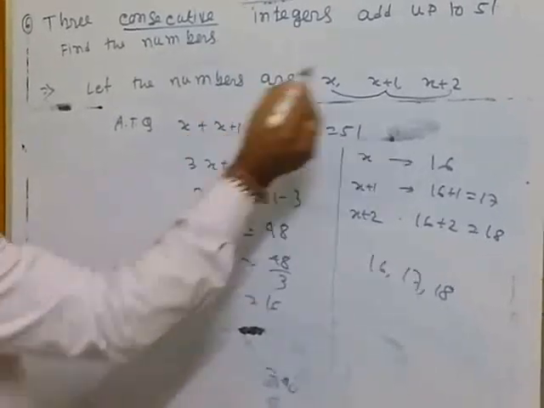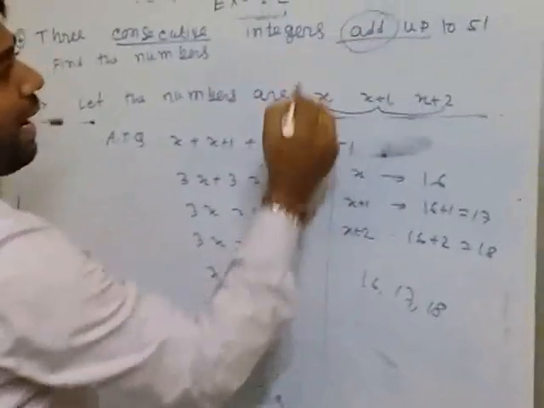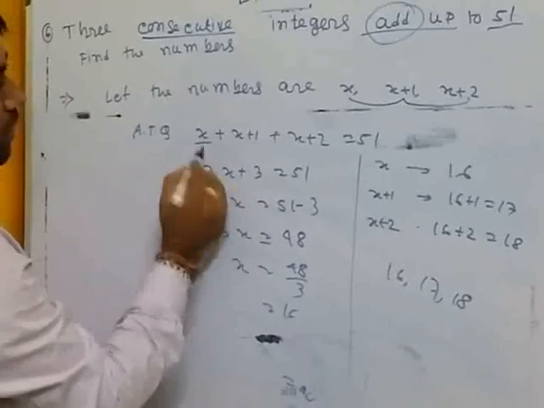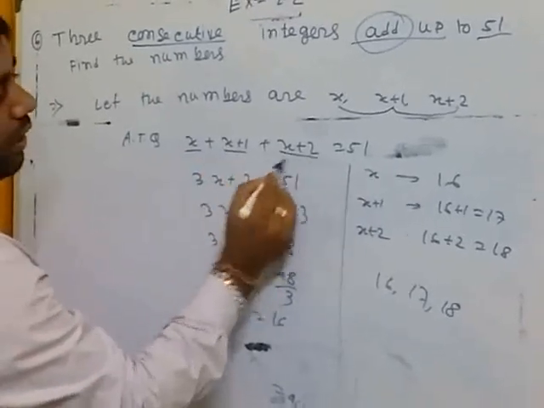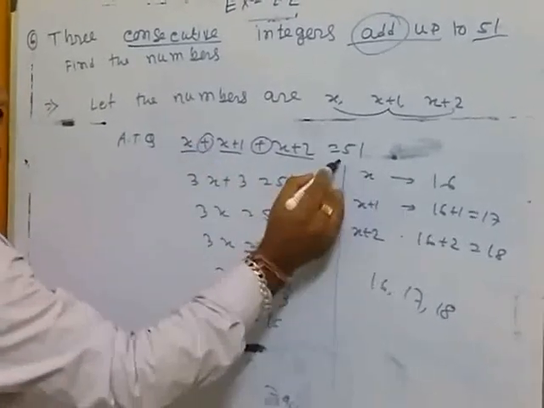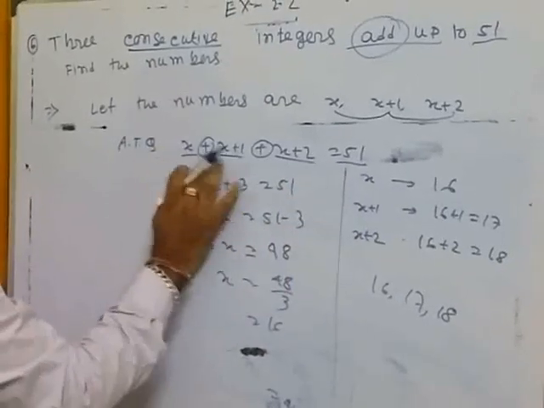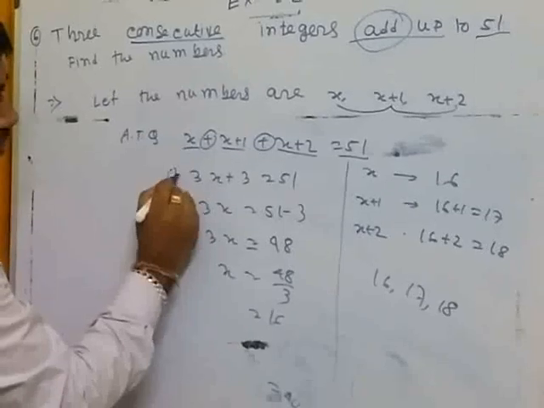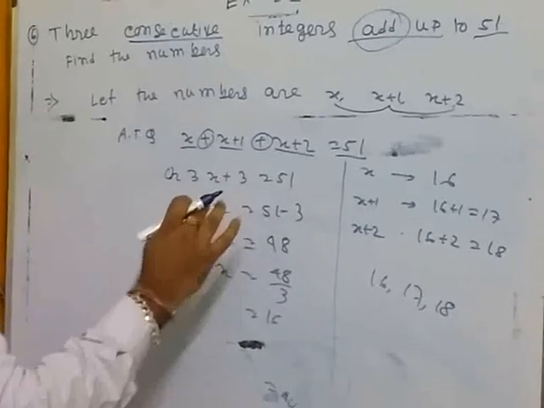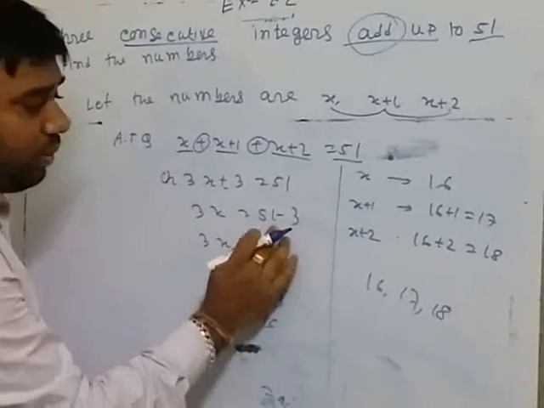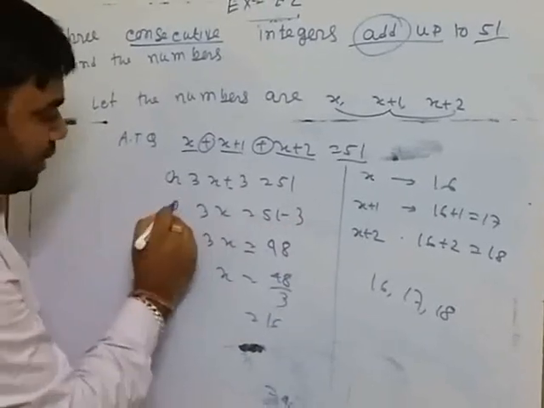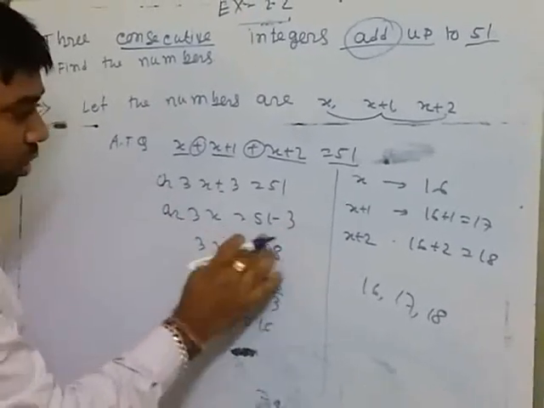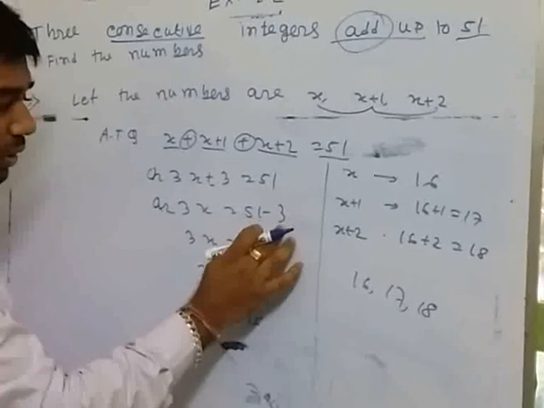And according to the question, they add up to 51. First integer, second integer, third integer. These are added and the result is 51. x plus x plus x, that is 3x. 1 plus 2, 3. Now, transposing 3, that is plus, it will be minus. Next line, that is 51 minus 3, that is 48.